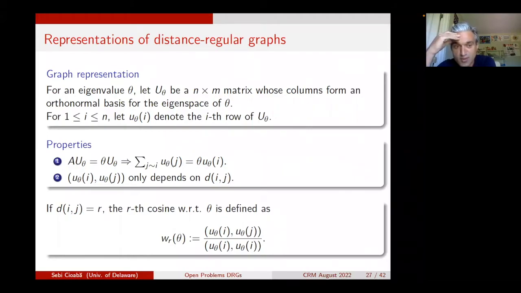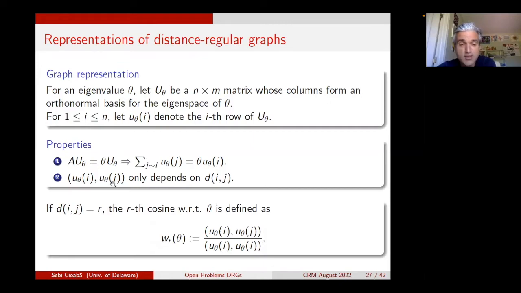We thought about using this embedding that comes from various eigenspaces. So for a given eigenvalue theta, you have this tall matrix where you put an orthonormal basis for the eigenspace of theta, and then you embed using the rows of this matrix. The eigenvalue-eigenvector equation you can write in terms of these rows.